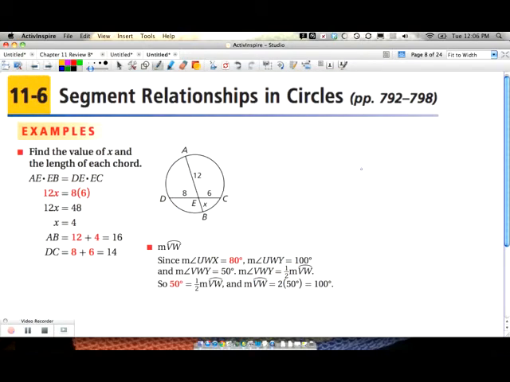11-6, we only got a couple more spots here to fill. This one is now we're looking at segment relationships, not angles, but segments. And we're going to also be looking at where the lines, or the line segments, are. Are they inside the circle like this one? Are they going to be on the circle or outside the circle? How are we going to figure that out?